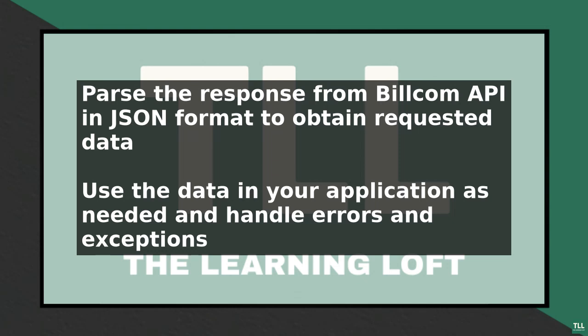Best practices for callback Billcom API documentation include handling errors and exceptions properly and using secure protocols when making API requests. You should also ensure that you are using the most up-to-date version of the API and that you are following any rate limits specified in the documentation.